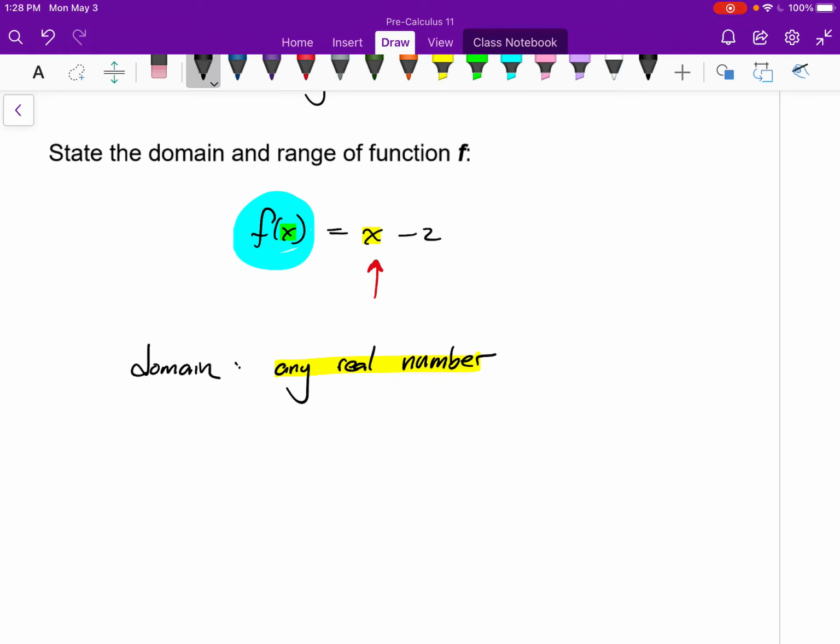That said, if you hate words, you can write it like this, and this means the same thing. This means x belongs to the real numbers, we say. That just means the same thing as before. x can be just literally pick any number, anything. There's no restrictions. x can be anything.